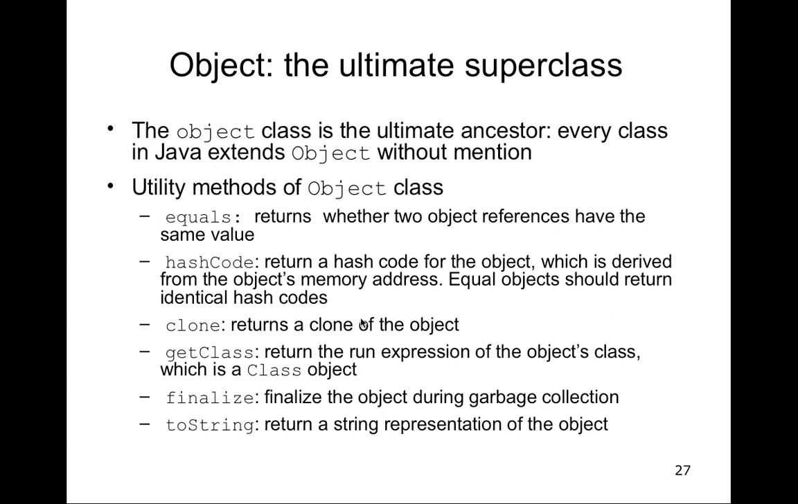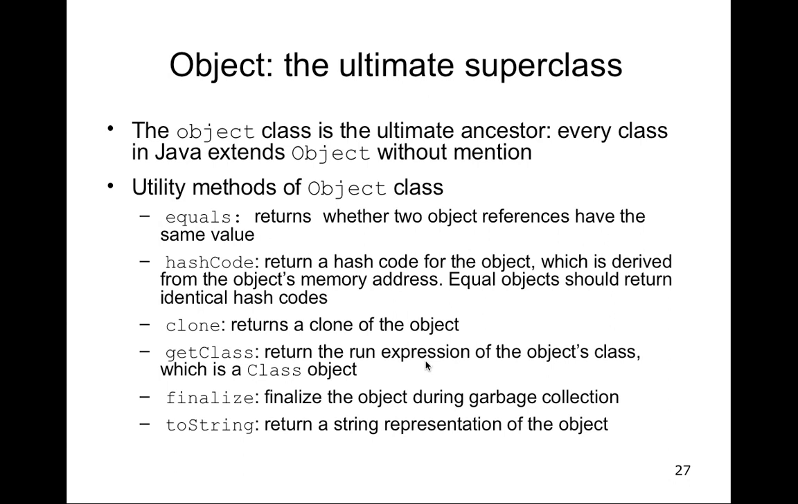Clone returns a clone of the object, just like multiplicity, a clone. Take a person, make another person, make another person, make another, all the same person, same hash codes, they're all equal. They're just multiple of them instead of just one. So cloning is possible in the object-oriented world, not in the real world yet, but soon. GetClass returns the runtime representation of the object's class, with a class object. Get the class runtime representation.